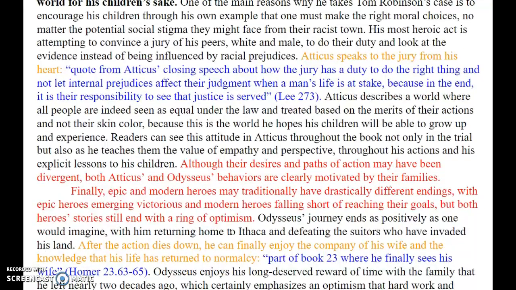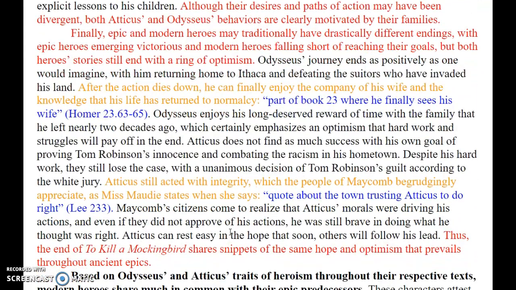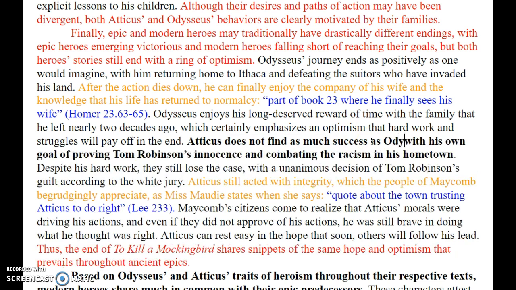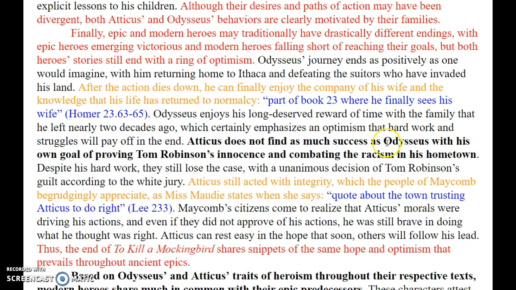And then same thing in my third body paragraph. I talk about Odysseus for one sentence, so I'm noticing I would probably need more black right there. I'll need to move on, add another piece of analysis, but my transition is, Atticus does not find as much success with his own goal of proving Tom Robinson's innocence and combating the racism in his hometown. So that's my transition, because I have does not find as much success as Odysseus. I could even add his name to make it more obvious if I needed to.